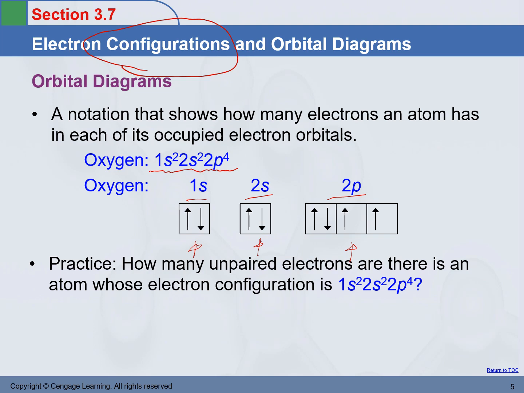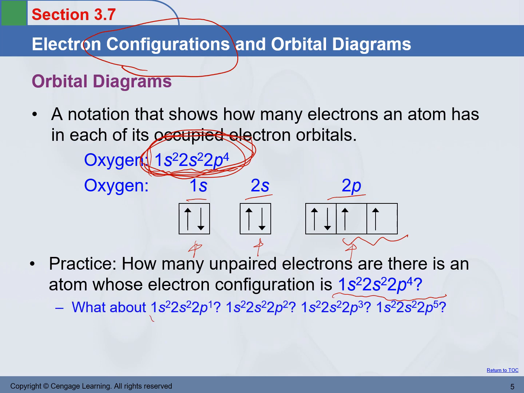Okay, a quick practice question. How many unpaired electrons are there in an atom whose electron configuration is that? Oh, the electron configuration is that. That's just what we just practiced, oxygen. How many unpaired electrons are there? 2. Okay, 2 electrons are unpaired in the atom oxygen that has the electron configuration of 1s2, 2s2, 2p4.